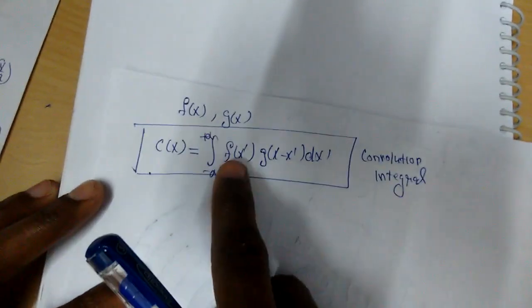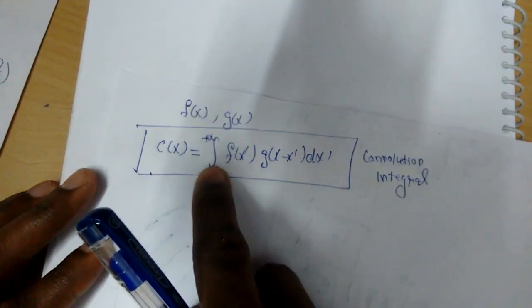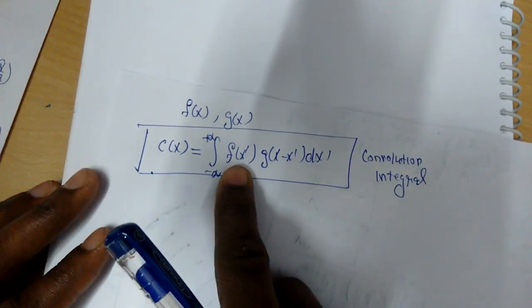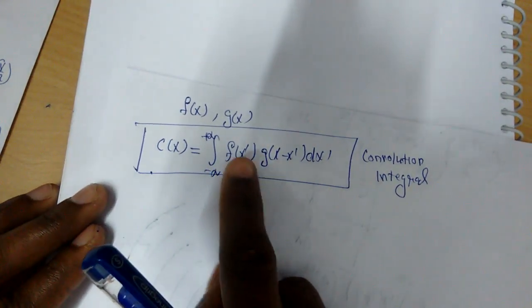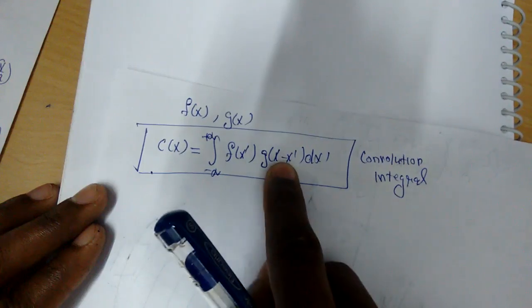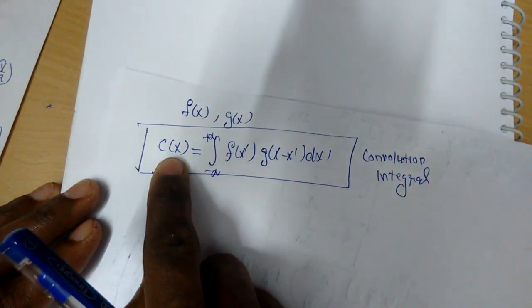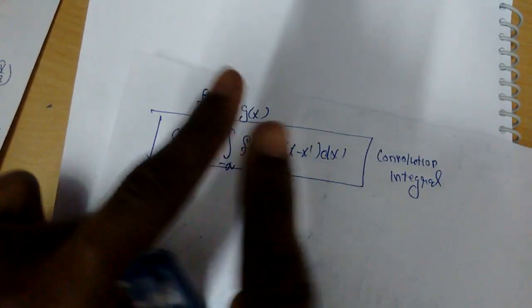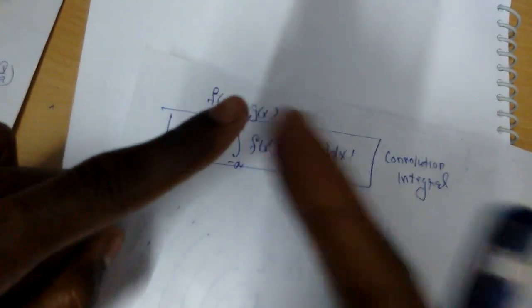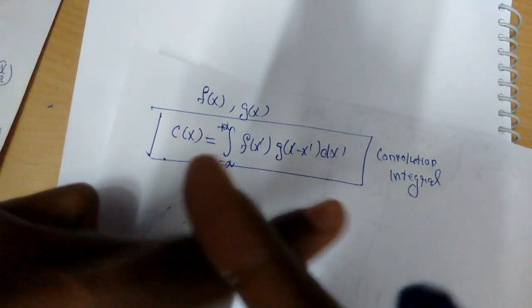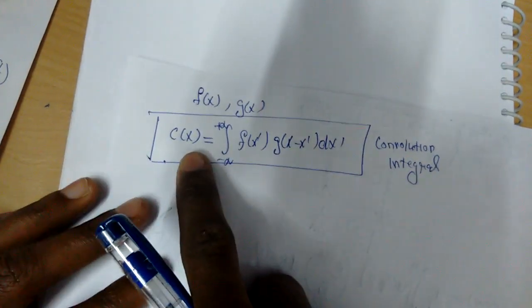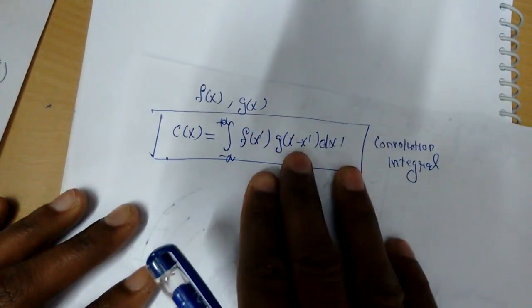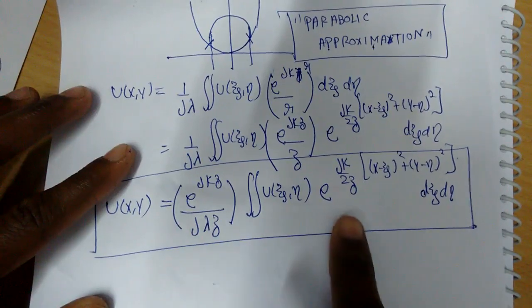And you have the product of two functions and you're doing the integration. So this is nothing but the area of overlap between the functions f and g for different values of shift. So this will give you the area of overlap as a function of x, where x is the shift. As you shift the function, the area of overlap will be changing. For some values of x, the area of overlap will be 0. For some values of x towards the other direction, the area of overlap will be 0. So this will give you the area of overlap as a function of shift. As you can see, this diffraction integral is also of the form of convolution.